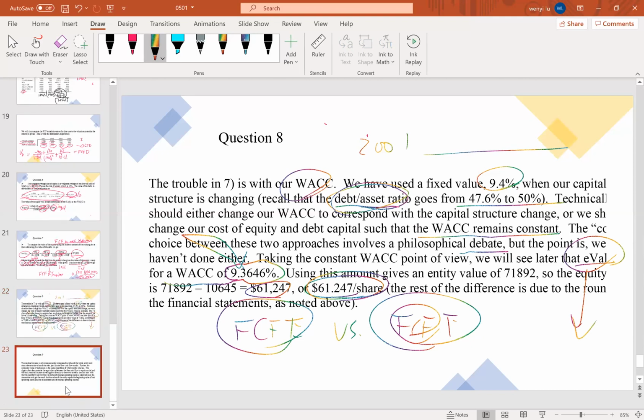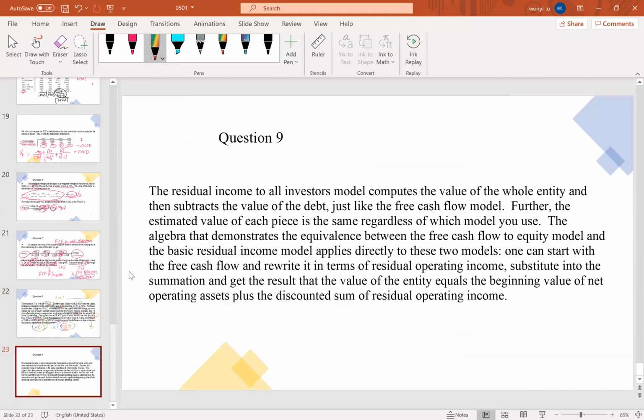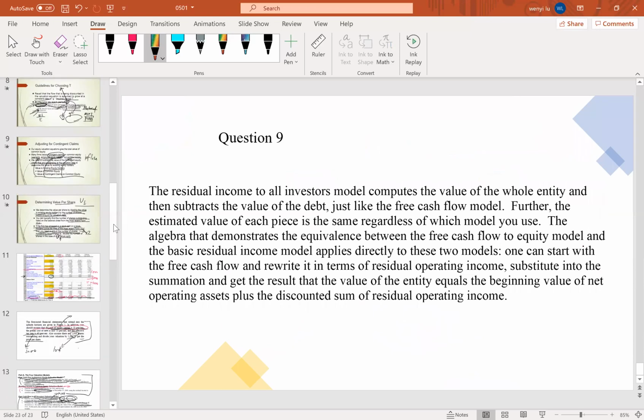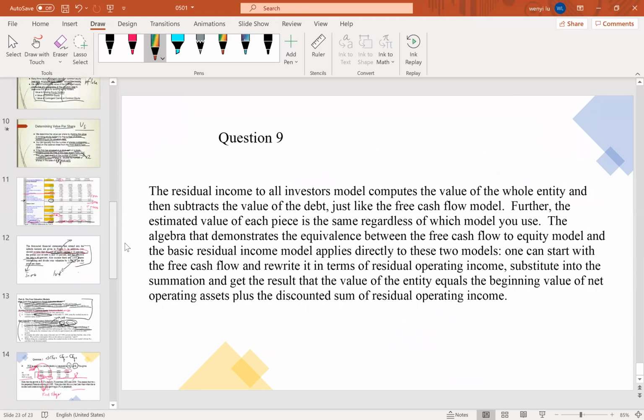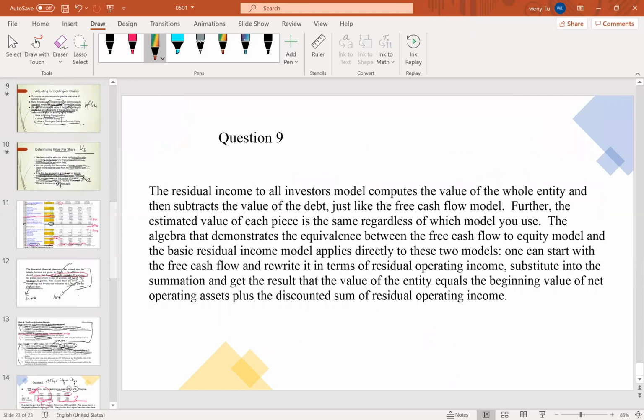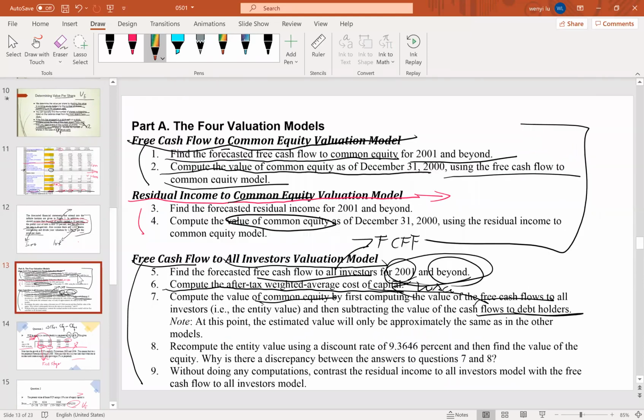And question 9 is a question you need to answer with some words. Let's see the question. Question 9: without doing any computations, can you contrast the residual income to all investors model with the free cash flow to all investors model? So there are two models, one is residual income, one is free cash flow. What's the difference? Let's see the difference here.